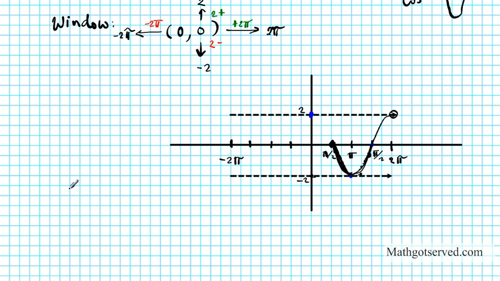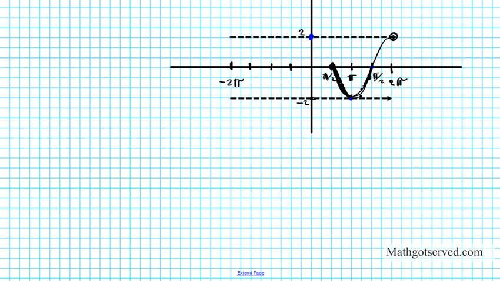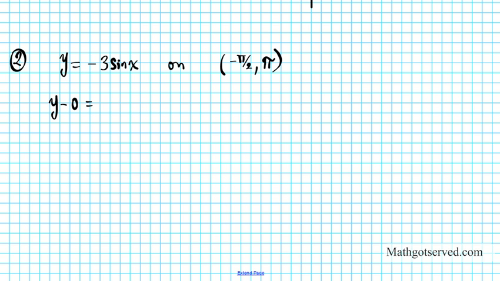All right. Let's go ahead and take a look at question number 2. So in question 2, we're graphing the function y equals negative 3 sine x on the interval negative pi over 2 all the way to pi. Okay? All right, so let's first express this in transformational form. So it's y minus 0 equals negative 3 sine 1 times x minus 0.